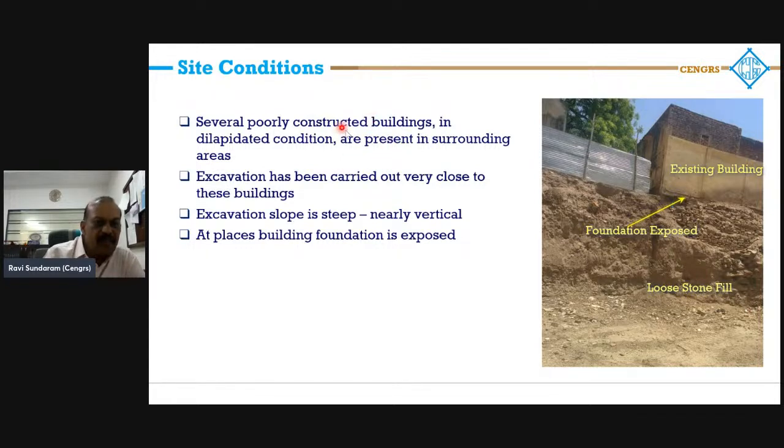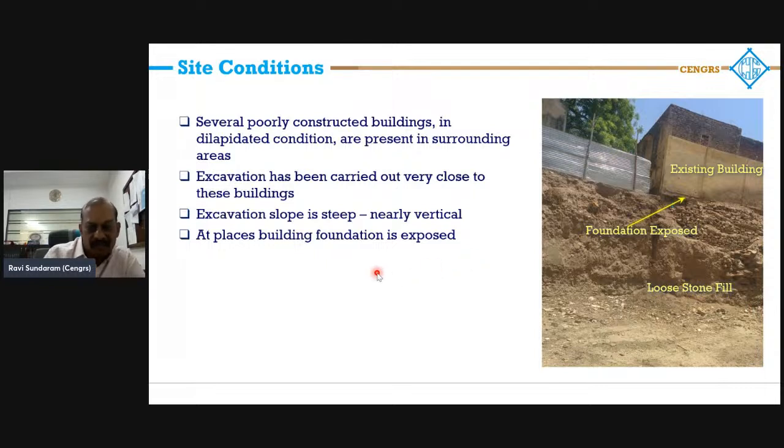So several poorly constructed buildings in bad condition were present in the surrounding areas. Excavation has been carried out very close to these buildings. You can see here the foundation is exposed, and you can see this loose stone fill here. The excavation was very steep, nearly vertical.